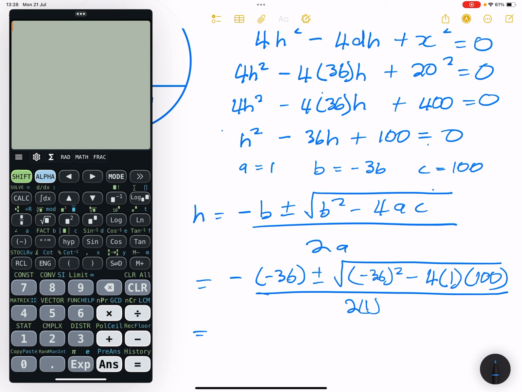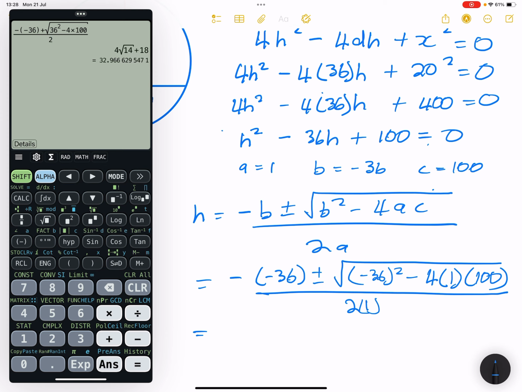That's minus negative 36, so you already know that's going to be a positive. Okay, I'm going to say plus the square root of 36 squared minus 4 times 100. Okay, and this is divided by 2.